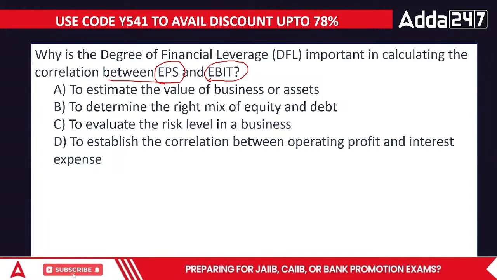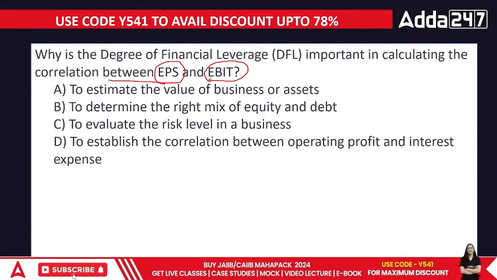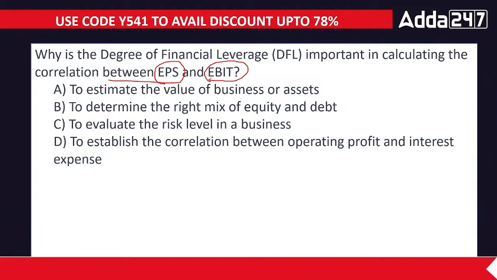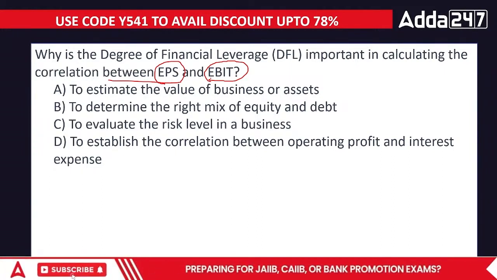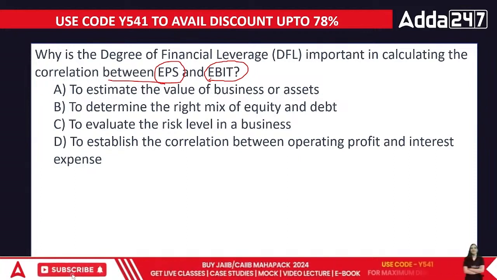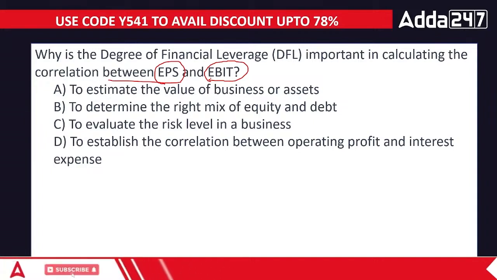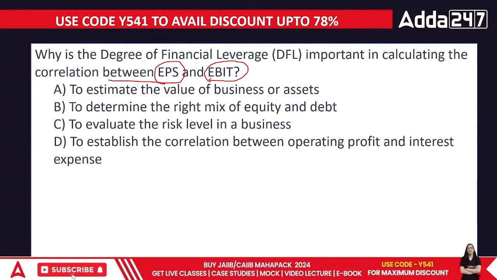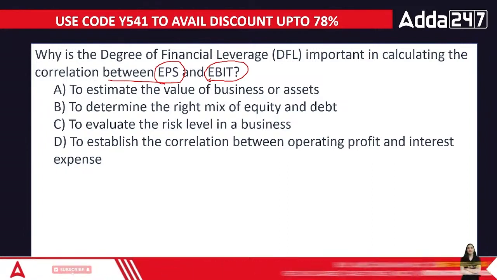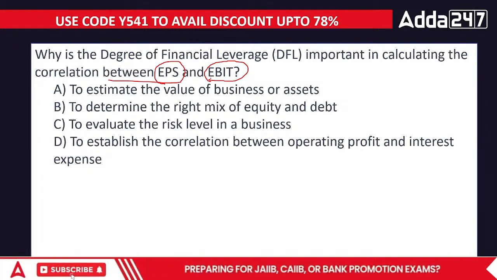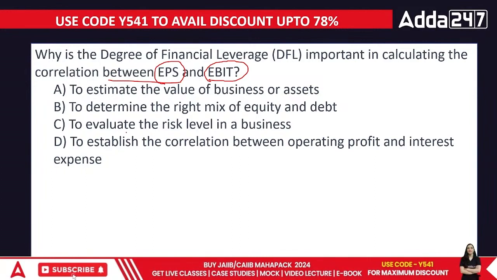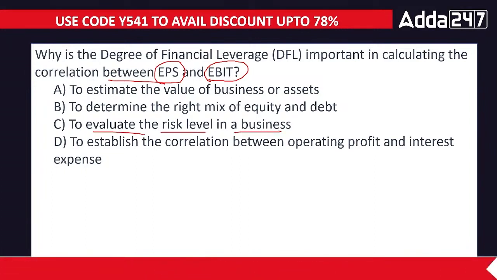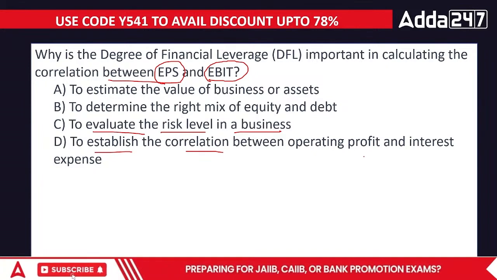Because taking too much debt is risky. Taking no debt is also stupidity, because then what will happen? If there are no debts, you don't have a tax-deductible expense. Especially when by taking that loan and paying from the regular business, it would be helpful to reduce your profit. Less profit means less tax. Less tax means more money for the equity. To evaluate the risk of business, to establish the correlation between operating and interest expense.